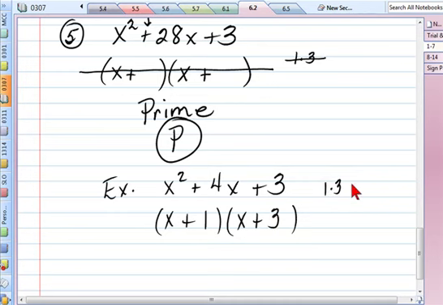So the fact that that was a prime, that wasn't a killer. It was because they did add up to be 4. But up here, they did not add up to be 28. Okay? So y'all brought up good points about the prime numbers. Let's look at number 6.